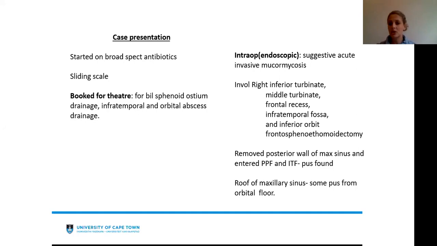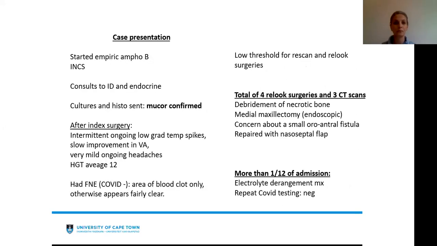At this index surgery, we removed the posterior wall of the maxillary sinus endoscopically, and we entered the pterygopalatine fossa and infratemporal fossa, at which point we also found pus. We removed a portion of the roof of the maxillary sinus and also found a little bit of pus coming from the orbital floor. On this basis, we didn't have culture results as yet, so we started empiric amphotericin B, and he was also put on intranasal corticosteroids on the ward.